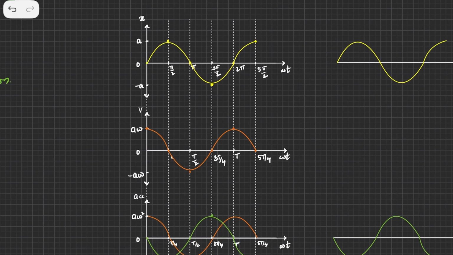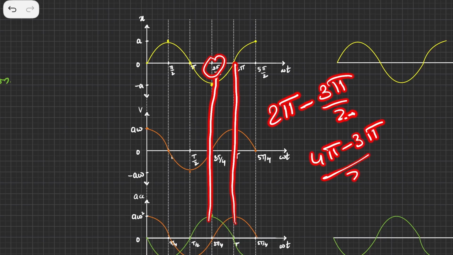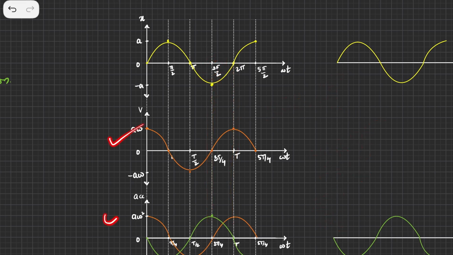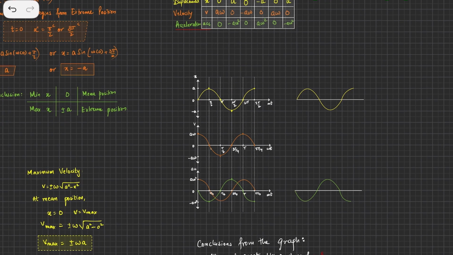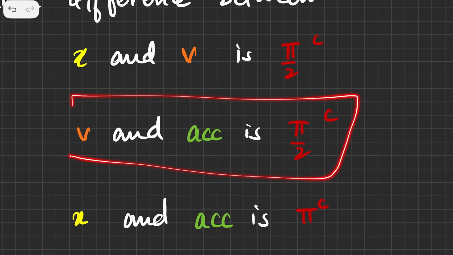So if I just see, orange graph has a peak at 2 pi radians, and the green graph has a peak at 3 pi by 2 radians, so minus 3 pi by 2. So 2 pi minus 3 pi by 2, this would be like 4 pi minus 3 pi upon 2, which is equal to pi by 2. That means for velocity and acceleration it is also pi by 2.